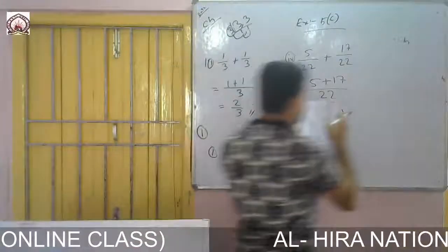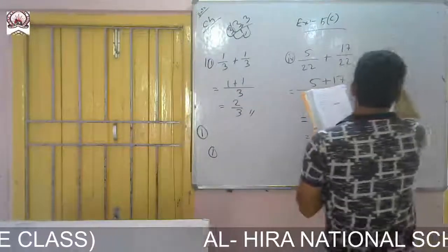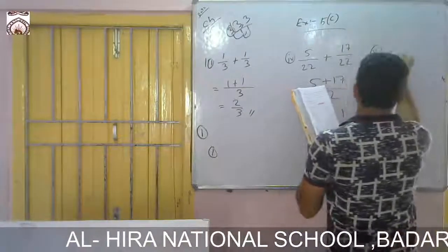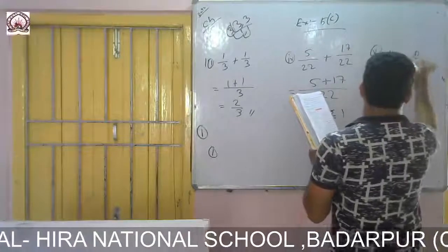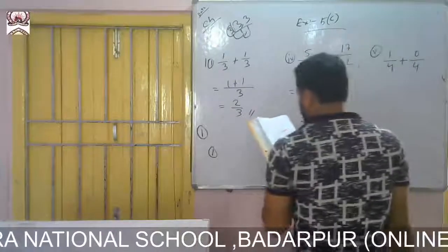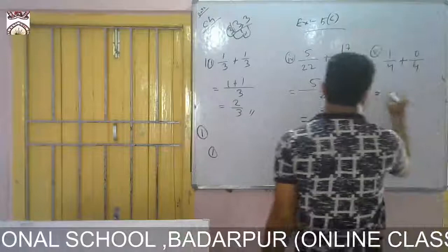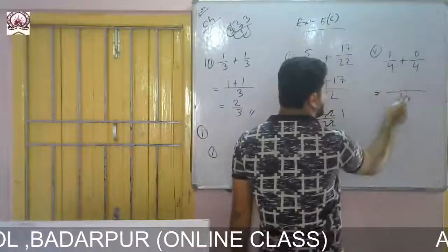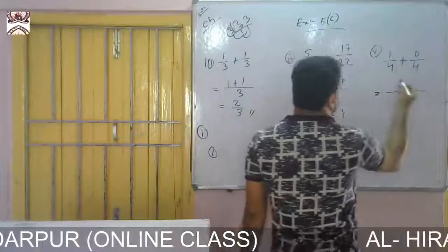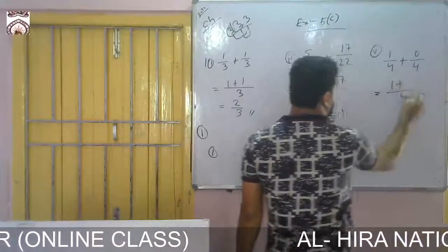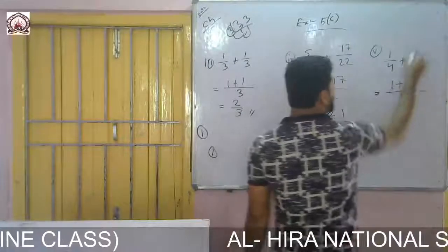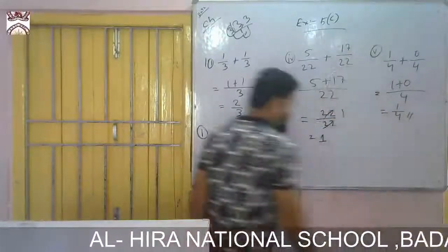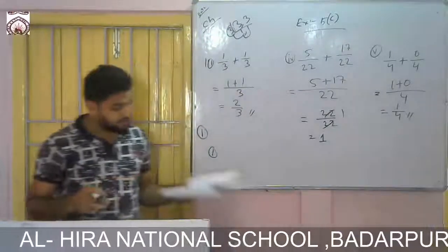Now come to question number 5. You see 1 by 4 plus 0 by 4. We know that 0 by 4 means 0. So let me do it like this: 4 divided by 4 is 1, so 1 1s are 1. Plus 4 divided by 4 is 1, so 1 into 0 is 0. So 1 plus 0 means 1 by 4.